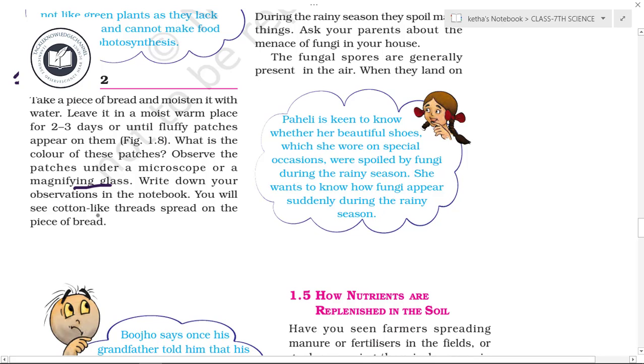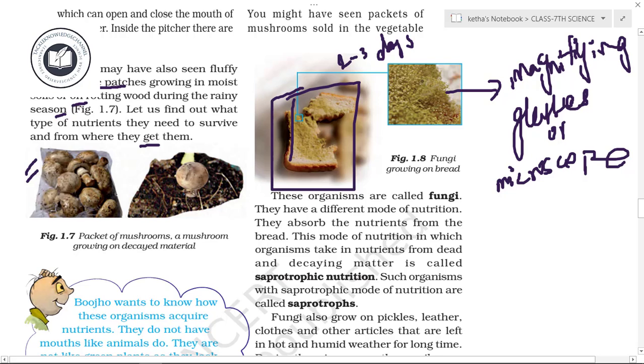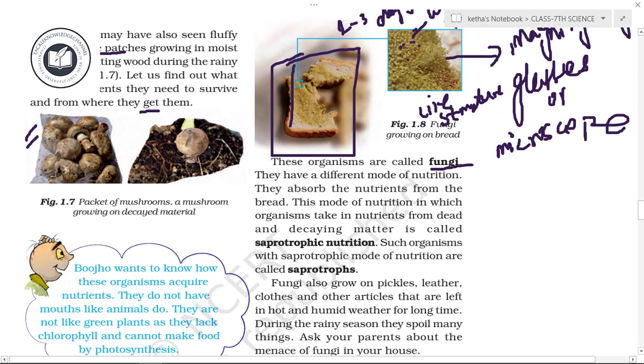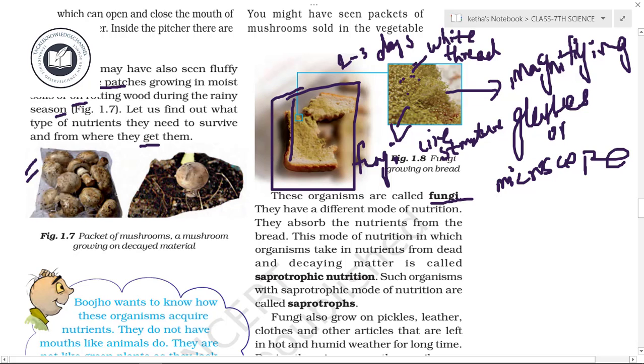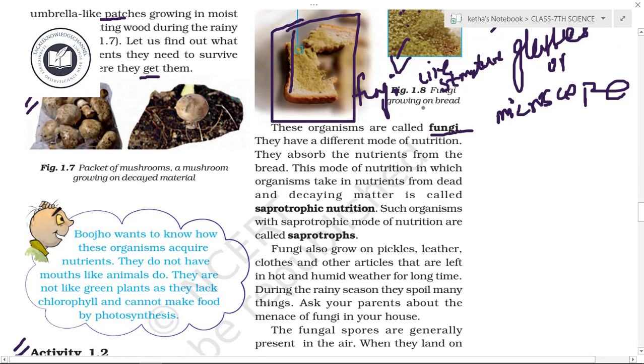You will see cotton like threads spread on the piece of bread. So after 2 to 3 days, we can observe these white, thread like structures. These organisms are called fungi. So the bread which is wetted and kept for 2 to 3 days develops white colored thread like structures, which we call fungi.